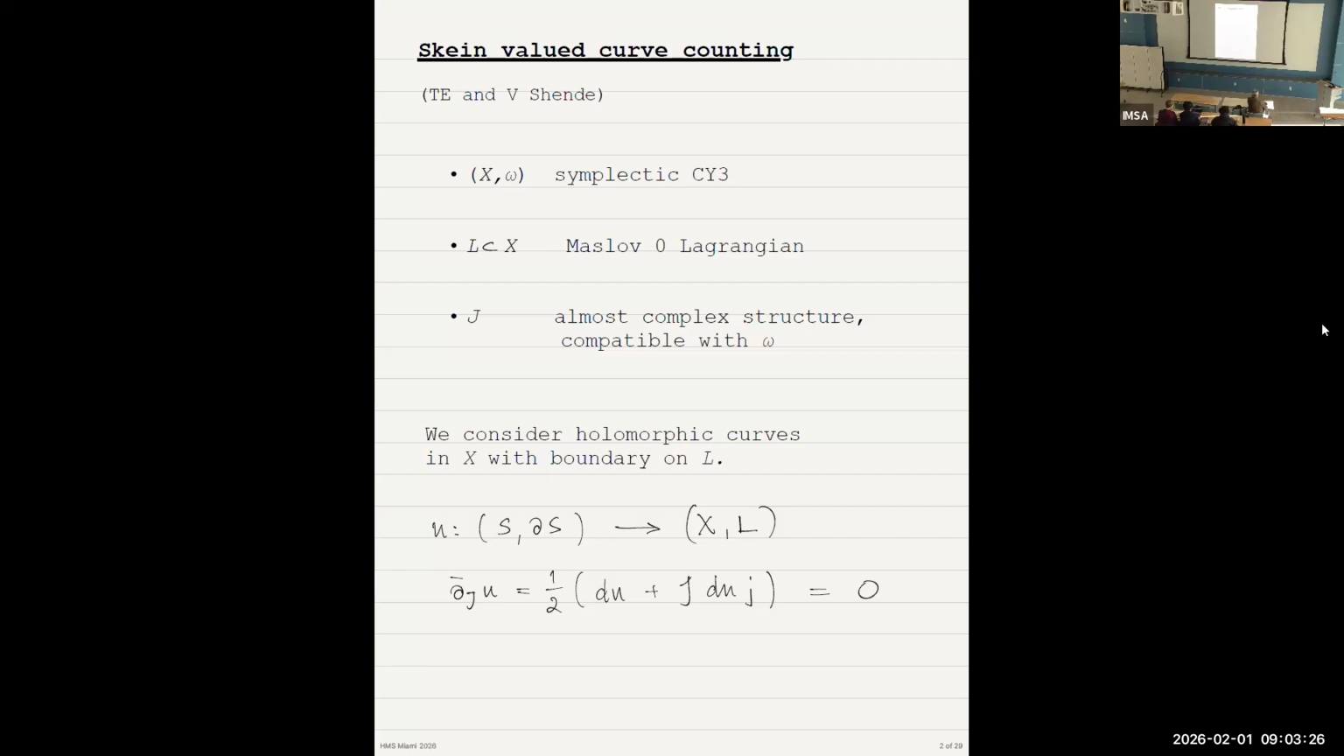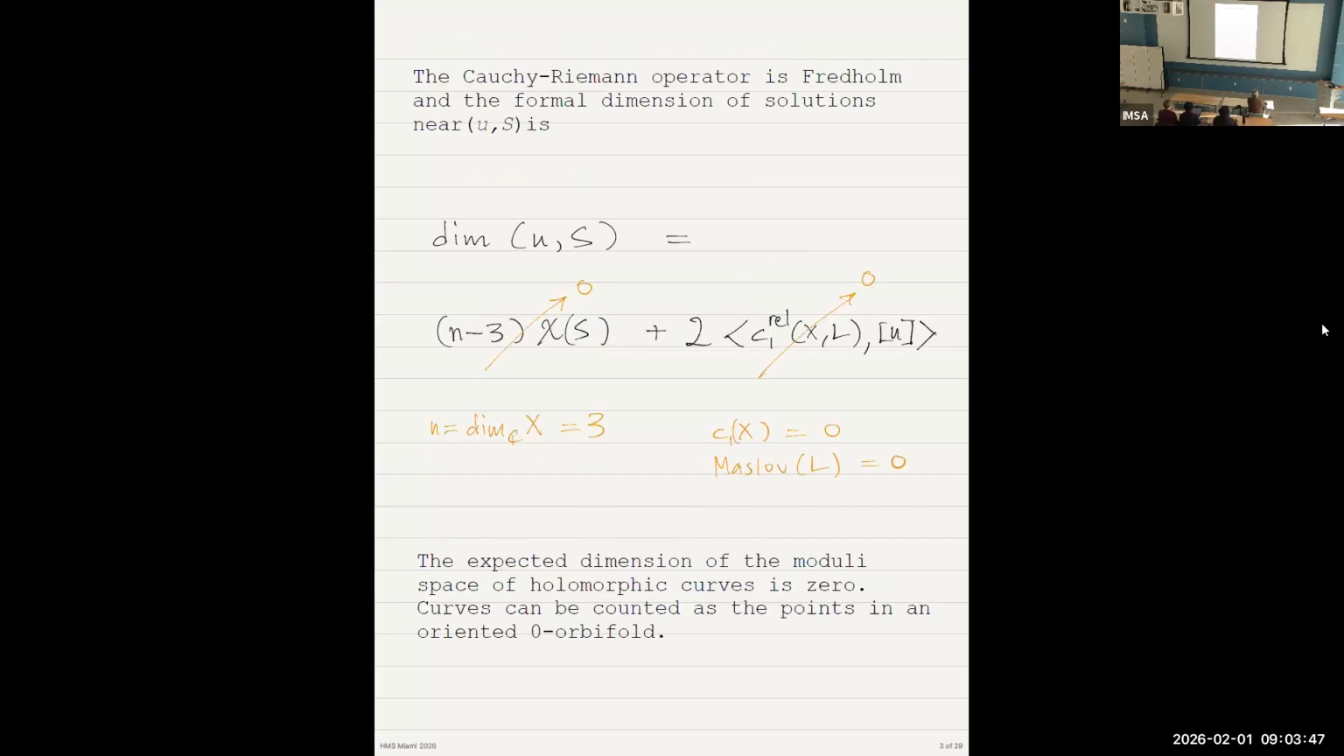And then we do, as usual in Gromov-Witten or Floer theory, we look at holomorphic curves, so those are solutions to the Cauchy-Riemann equation that you see there, and they take the boundary of the holomorphic curve into the Lagrangian and the rest into X. Okay, so here's kind of an explanation of why this dimension 3 and why Maslov 0.